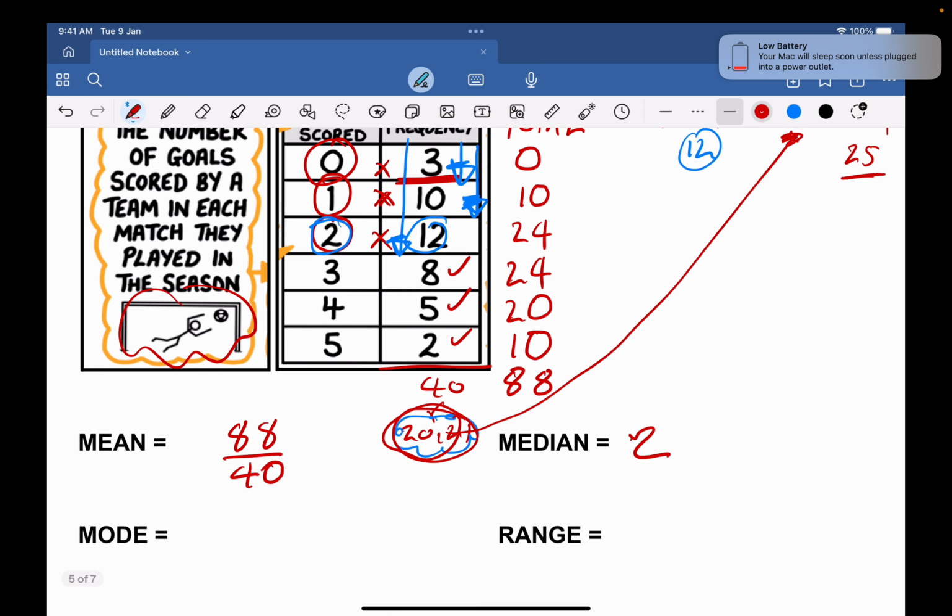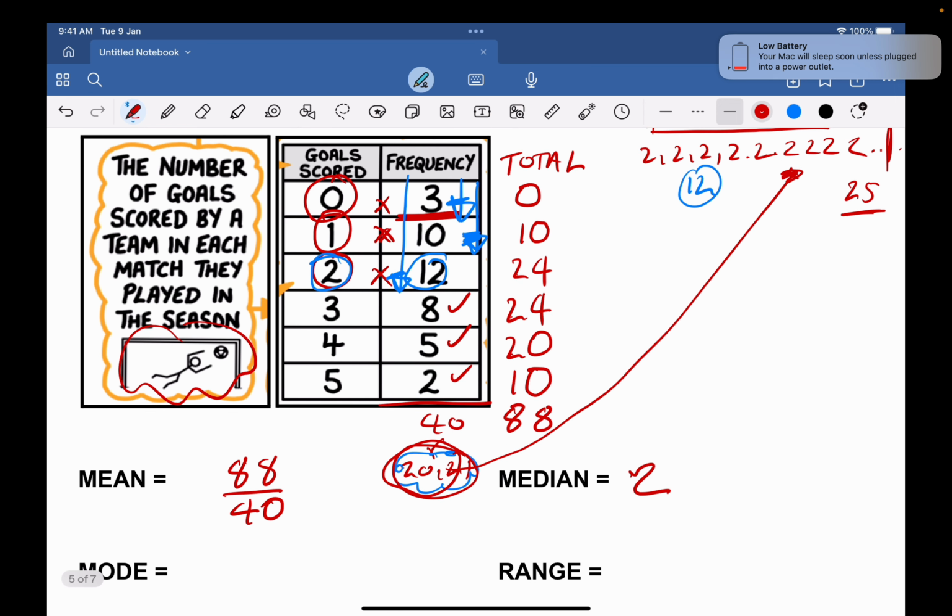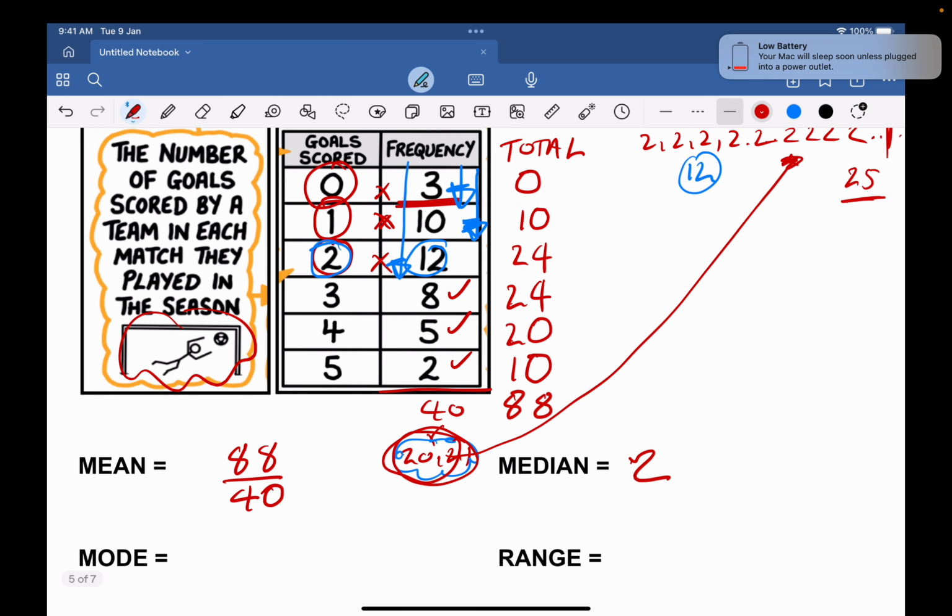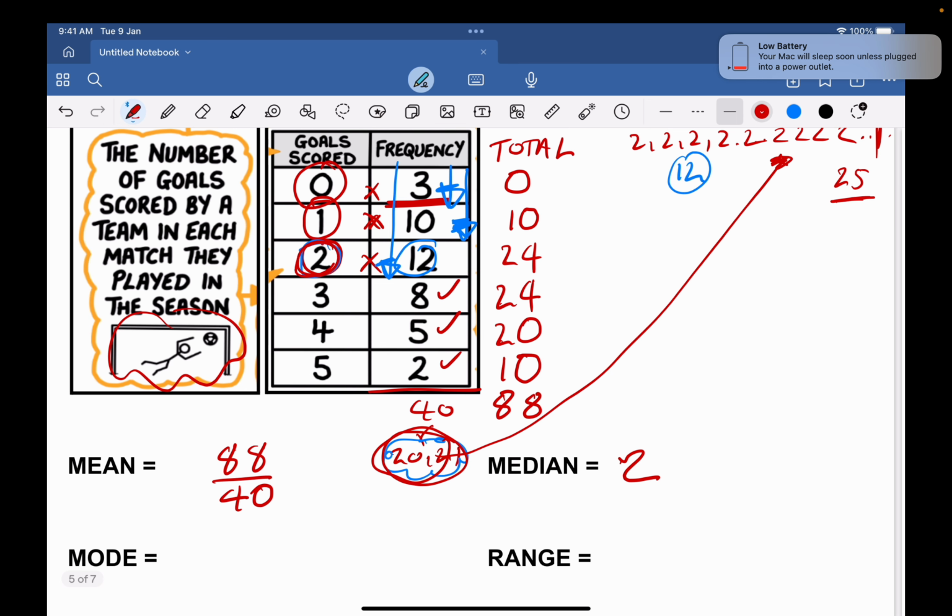And then the mode here, well, the mode is the most popular number. And you can see that the most popular number is 2, and it occurs 12 times.